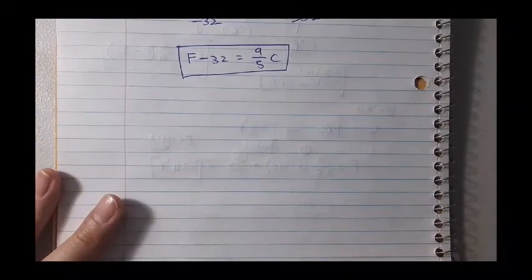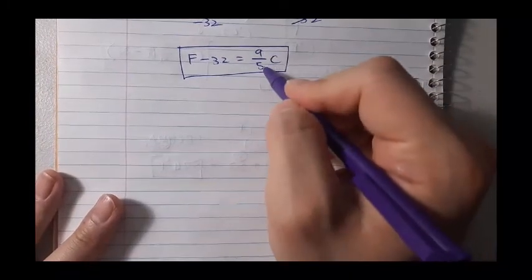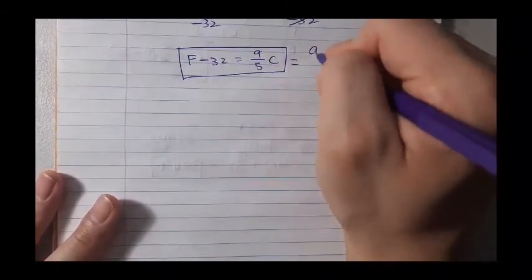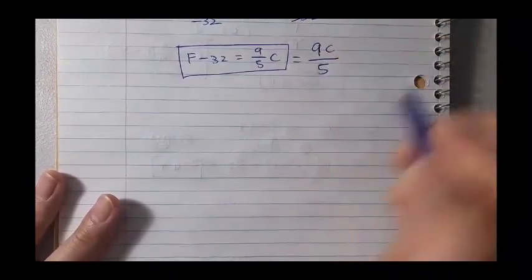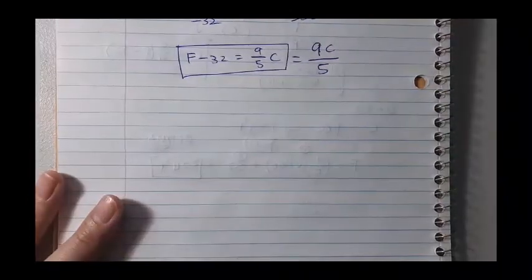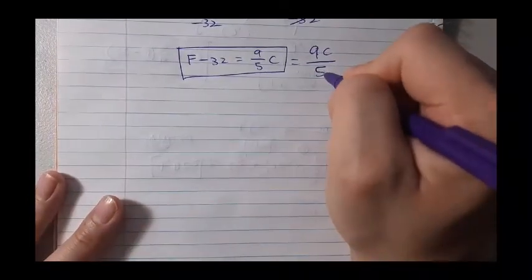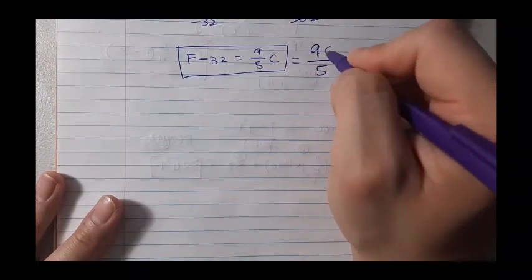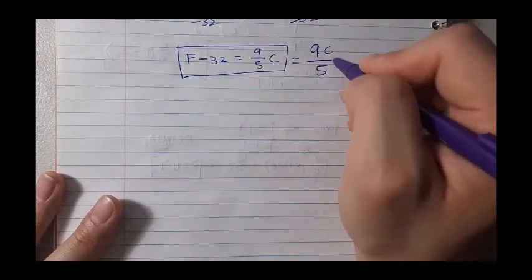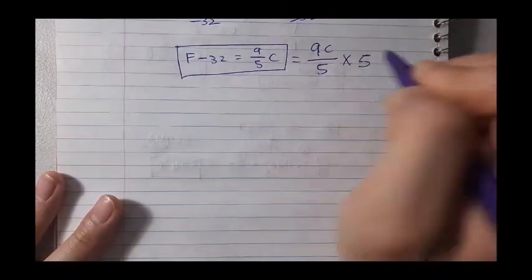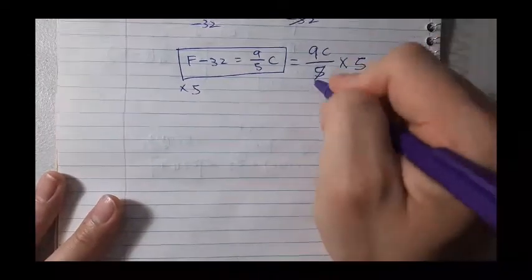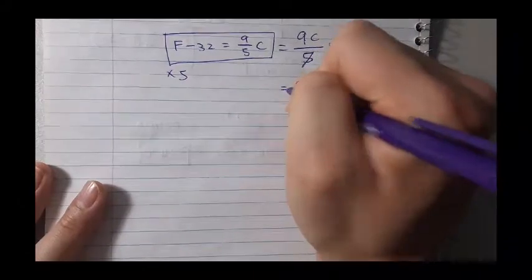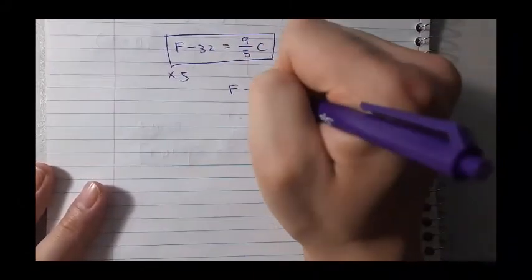At this point, 9 over 5 and C can actually combine together: 9 times C divided by 5. It is equivalent. Which means I need to get rid of this number 5 that is located at the denominator. And 9C over 5 means 9C divided by 5. The opposite of division is multiplication. Then these will cancel each other. Thus, you will have 9C is equal to 5 times (F minus 32).